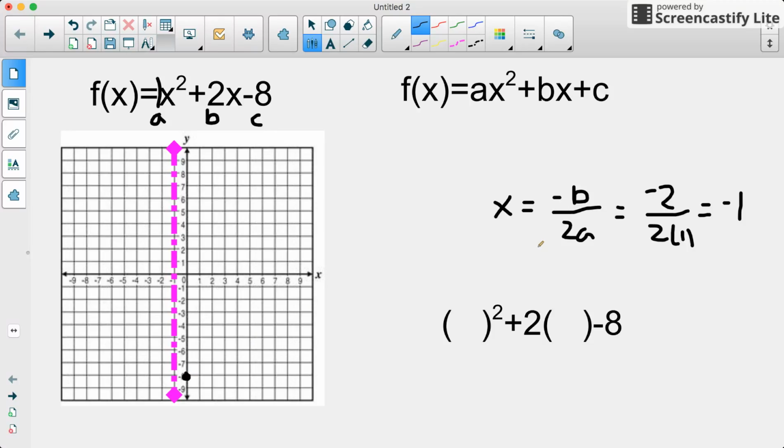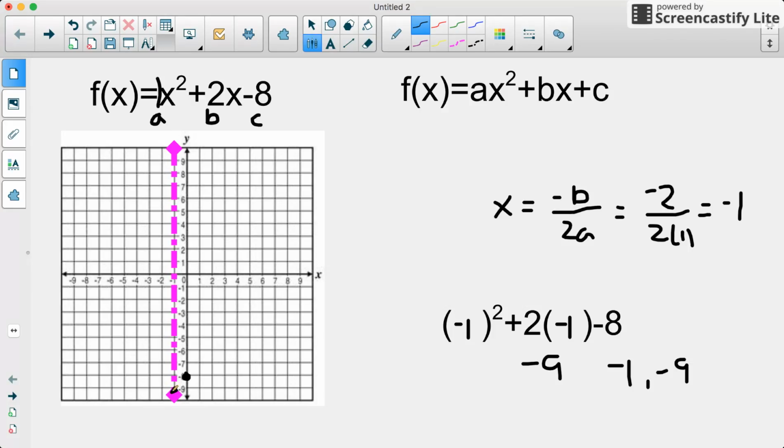The next step is to take the axis of symmetry value, negative 1, and plug it back in for x in your function. So if we do that, then negative 1 squared plus 2 times negative 1 minus 8 gives you a value of negative 9. So that right there is your vertex. Negative 1, negative 9. And that puts us right here.